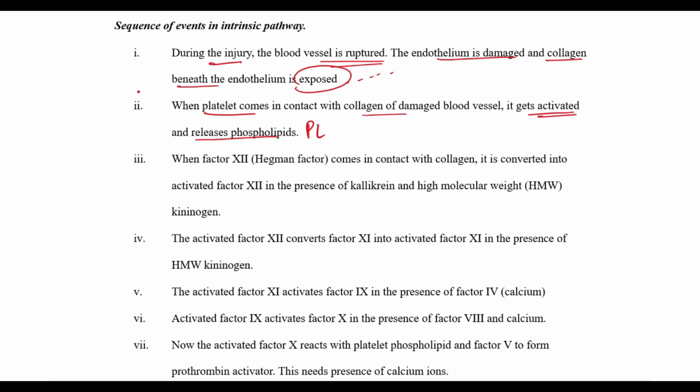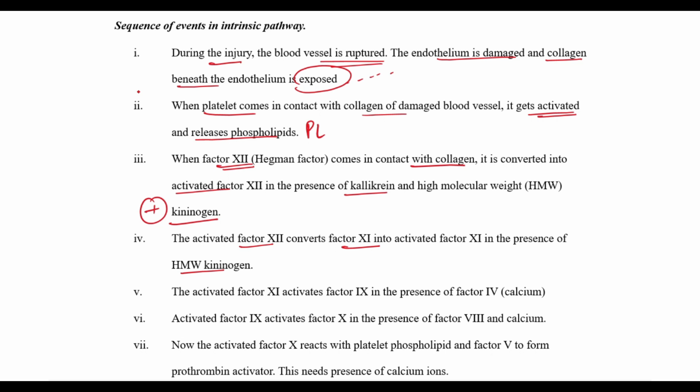Now when the clotting factor 12 or the Hageman factor comes in contact with the collagen, it is converted into an activated factor in the presence of kallikrein and also the high molecular weight kininogen. Now the activated factor 12 will convert factor 11 into an activated factor, again in the presence of kininogen.